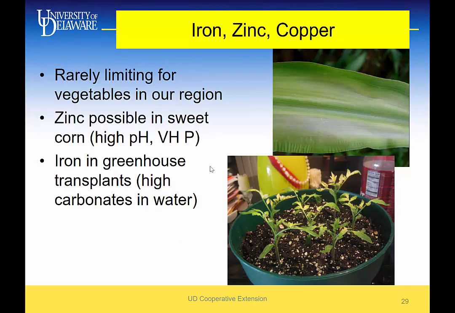Iron, zinc, and copper, not usually limiting for vegetables in our region because we don't have those high pHs that reduce availability. We've seen zinc occasionally in sweet corn, particularly where we have high phosphorus. We don't have any high phosphorus soils on the Shore, I'm sure. That was a joke. And then in the greenhouse, we also have iron deficiency in transplants. I've grown pepper plants and they turn white in the greenhouse because of iron deficiency, because the pH got up because we have high carbonate water that we're irrigating with.